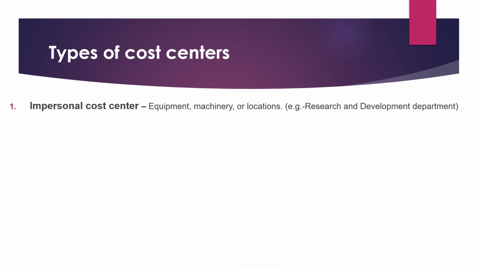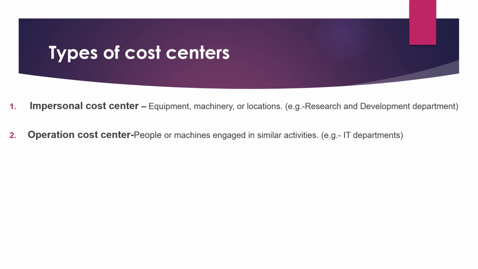The first one is the impersonal cost center. It deals with equipment, machinery, or locations, such as R&D department. R&D department is there to find new solutions to the customer problems or design new products. However, the cost cannot be accumulated to that particular center itself, since it's not doing the manufacturing process in that department.